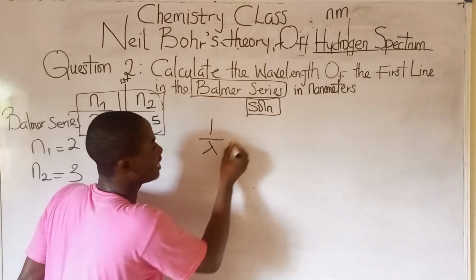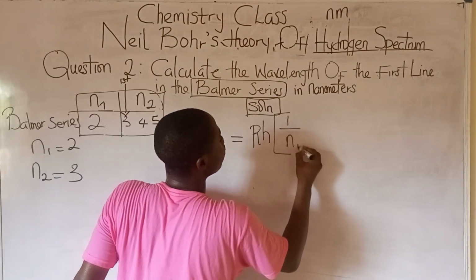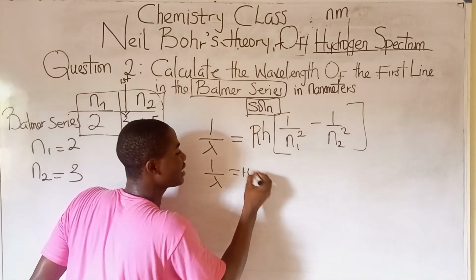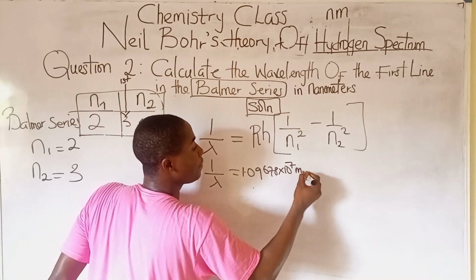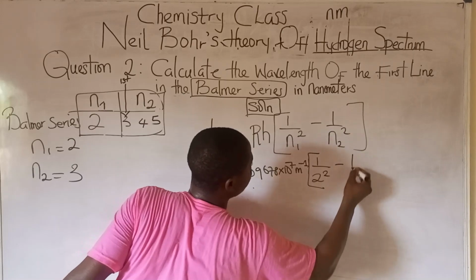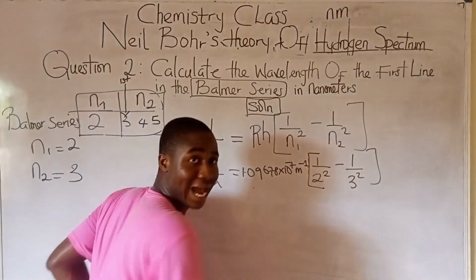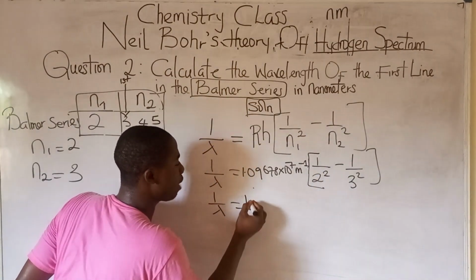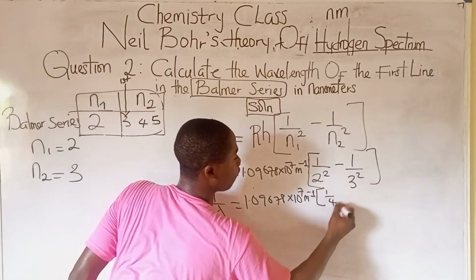It is 1 over wavelength is equal to our Rydberg constant R_H into 1 over N1 squared minus 1 over N2 squared. So let's go. 1 over wavelength equals our Rydberg constant, which is 1.09678 times 10 raised to the power of 7 per meter, that is meter raised to the power minus 1, into 1 over the N1 value 2 squared minus 1 over the N2 value 3 squared. So this is basically 4 and this is 9. Okay, 3 squared is 9. So with all this, let's input: 1 over wavelength equals 1.09678 times 10 to the power of 7 per meter into 1 over 4 minus 1 over 9.